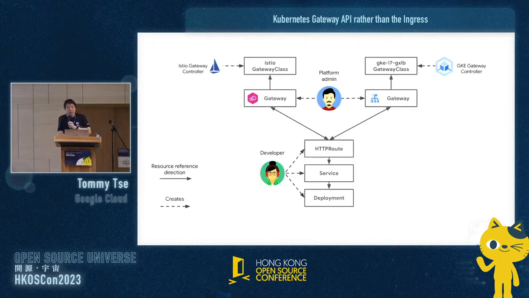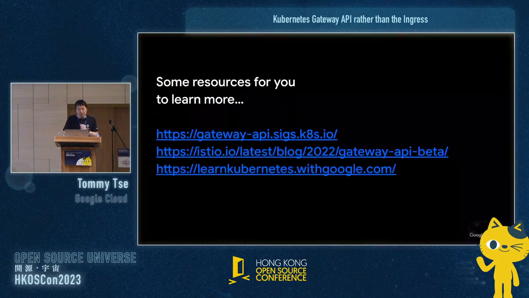So this is just a summary of what you can do today, and basically what I demonstrated previously. On the right side, you can do that on GCP with the Gateway controller available there with GKE. On the left side, if you need to deploy on say another cloud, maybe they haven't got their own controller implementation, then you can try to use Istio for that.